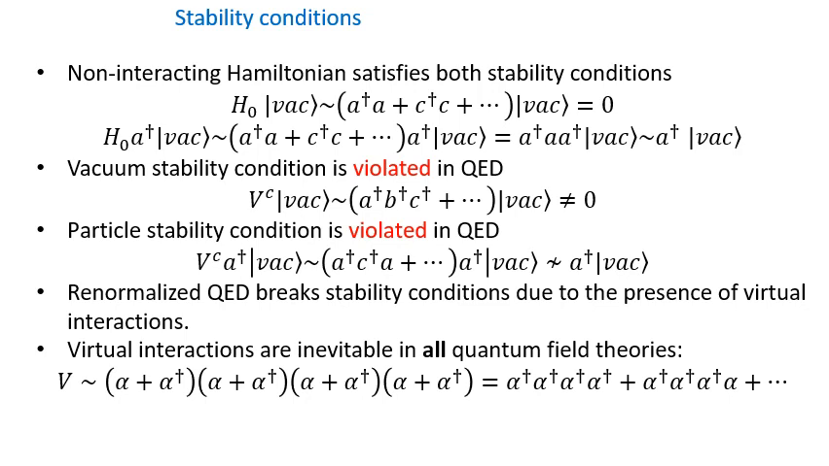In this product, even after normal ordering, we inevitably find a term with all creation operators. This term destabilizes the vacuum. There is also a term with one annihilation operator. It destabilizes one particle states.